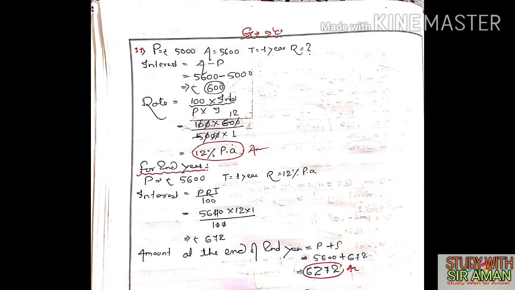Now question number 2, we need the amount for the second year. For the second year the principal will be 5600, as it is given in the book. Time 1 year, rate 12%. Calculate same to same. Amount at the end of the second year. What is the formula for amount? P plus I, 5600 plus 672. It is your required answer. Clear?